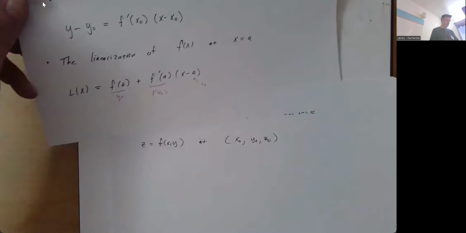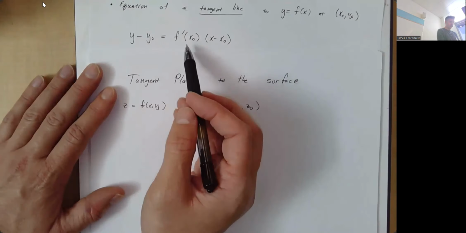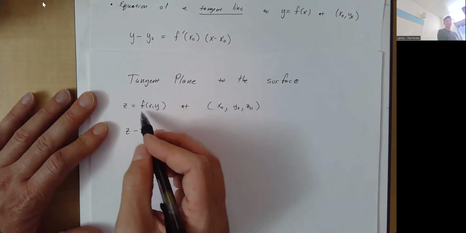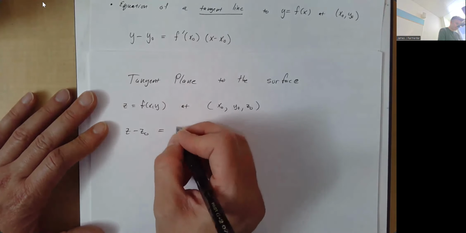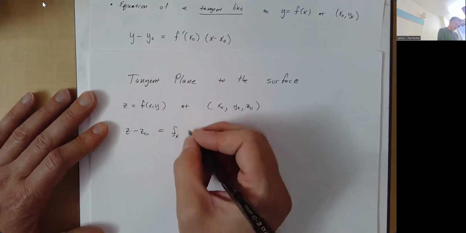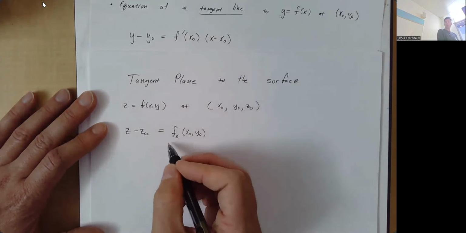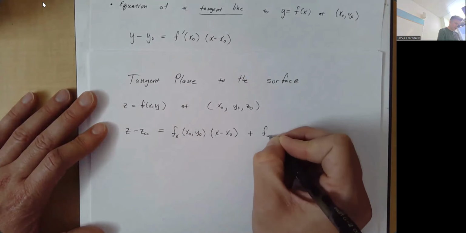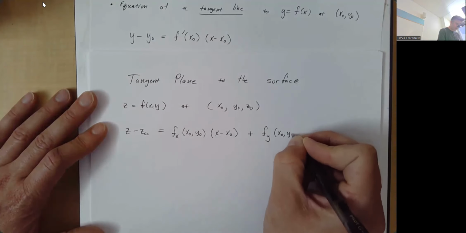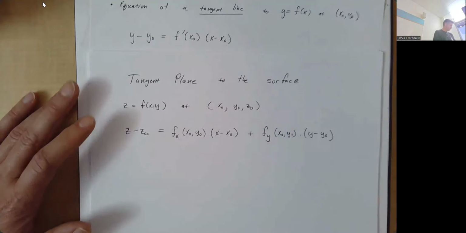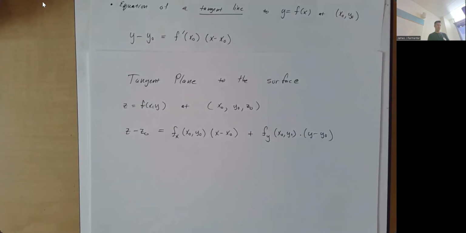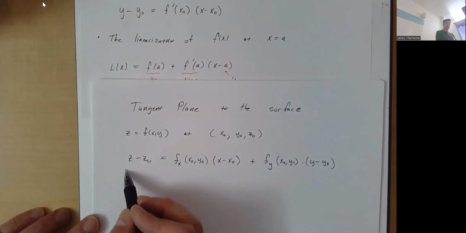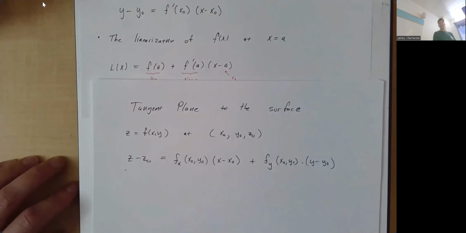So instead of doing y minus y naught equals the derivative times x minus x naught, now we're going to do z minus z naught equals the derivative with respect to x. I don't usually like to write the at x naught y naught here, but we can write that. So there's the slope in the x direction times x minus x naught plus the slope in the y direction at that point times y minus y naught. And also, like before, we can then find the linearization by just solving for z and calling things different names if we feel like it.